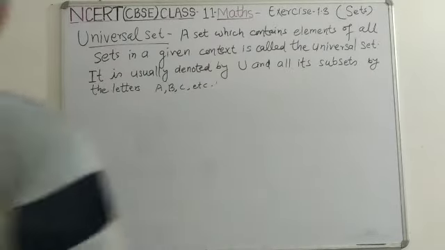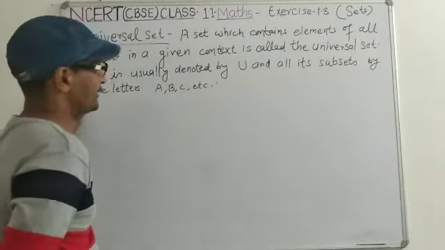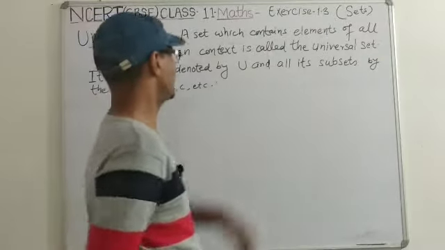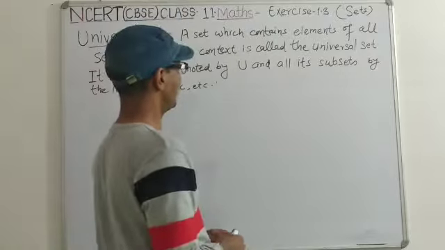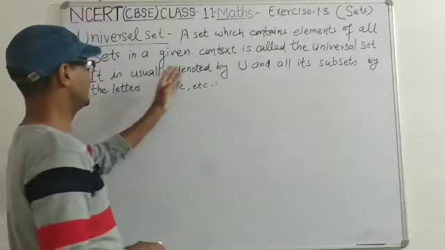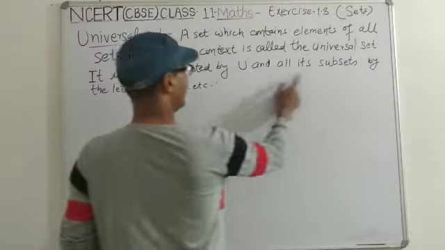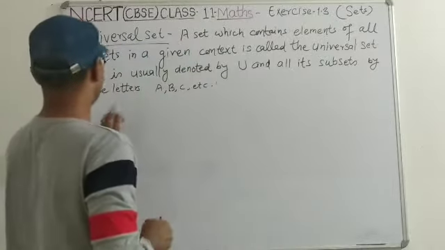Now see next, universal set. What is the meaning of universal set? Definition: a set which contains elements of all sets in a given context is called the universal set. It is usually denoted by capital U, and all its subsets by the letters A, B, C.